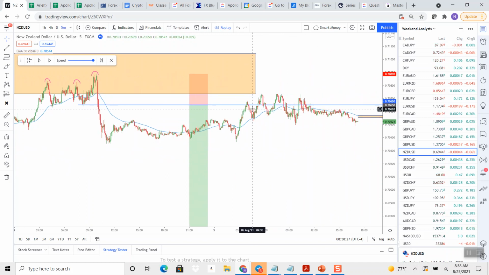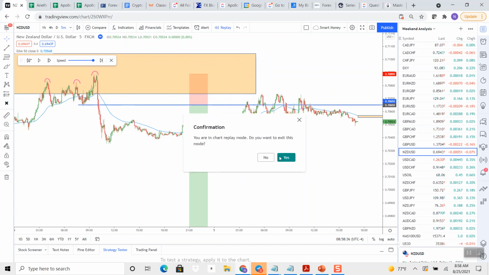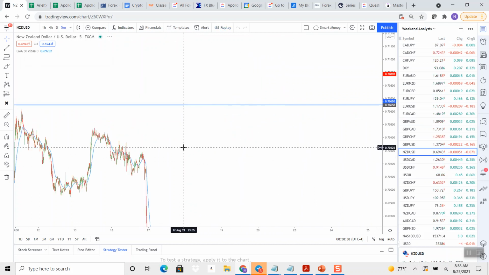So we got in here, a very, very highly probable setup. We had a reaction, came back up, kind of chopped around. Don't know really why it did that, but nonetheless, it ended up falling. I'm going to go out of bar replay here.